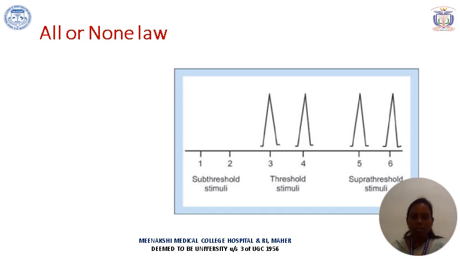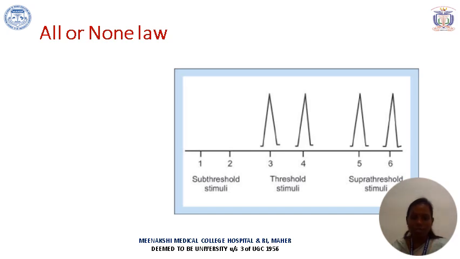So the action potential obeys two important laws. The first law is the all or none law. The all or none law is nothing but: when the stimulus is at the level of subthreshold, that is, if it is not adequate, there is no generation of action potential. If the stimulus is threshold, that is, an adequate stimulus, there is generation of action potential. If the stimulus is supra-threshold, more than the adequate stimulus, we can't expect a better response. That is the same as the threshold stimulus response only.